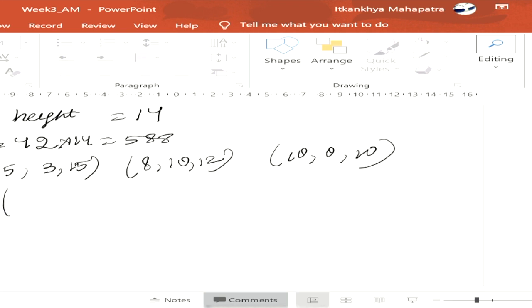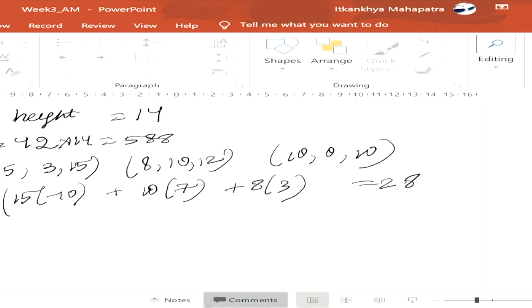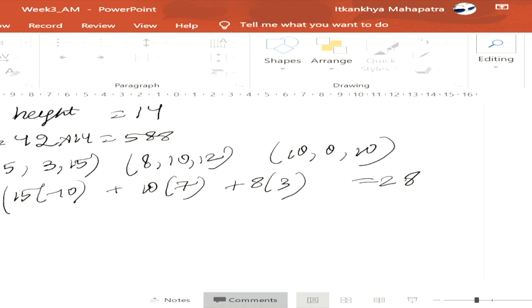will be 15 minus 10 plus 10 into 7 plus 8 into 3. This will be 28. Now average height will be z coordinates average: 15 plus 12 plus 10 by 3 is equal to 37 by 3 is equal to 11.